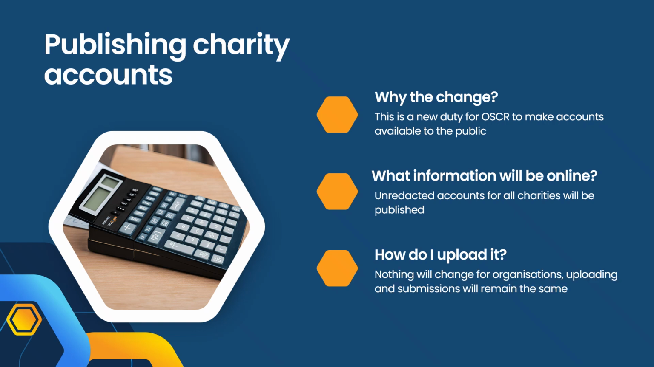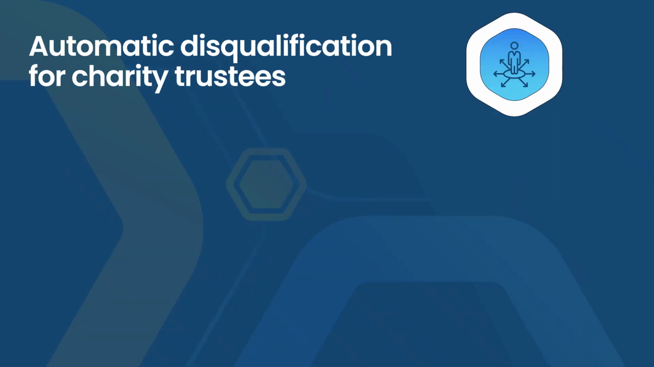How do I upload it? Nothing's going to change for your organisation. You'll be able to upload and submit it the same as you did in the past. All the accounts will be up for 5 years, and then after that they will then fall off as they have done in the past. So that will mean that if you put something up in 2025, that in 2030 that'll be the last year, in 2031 the 2025 version will come off.